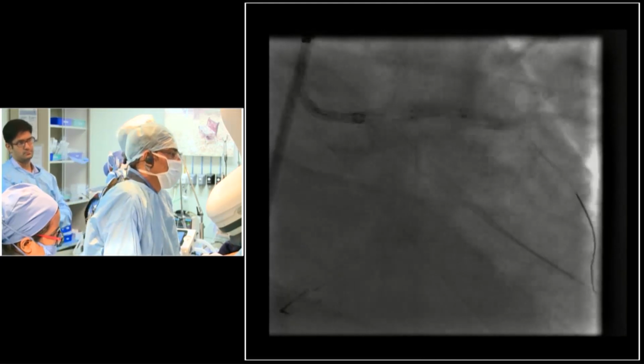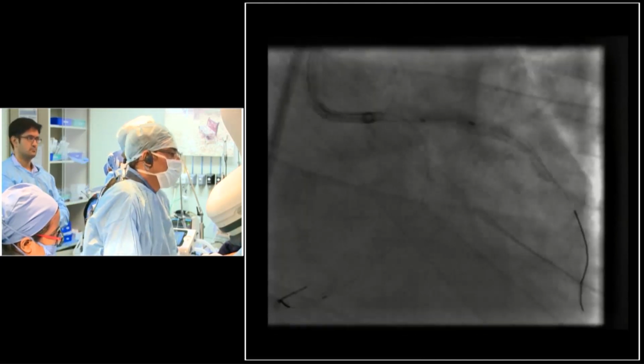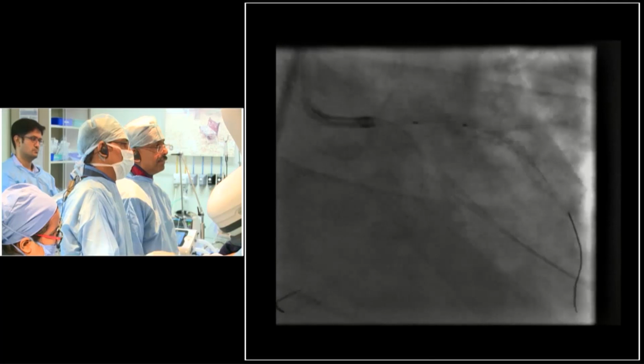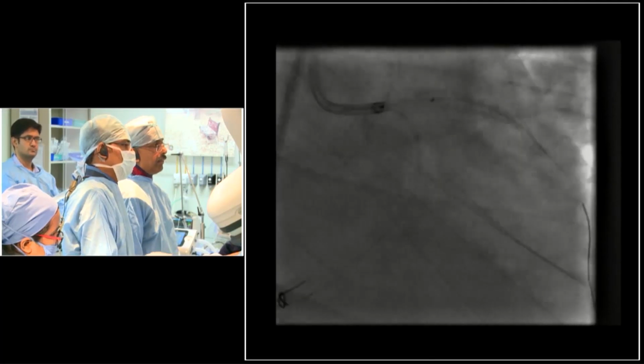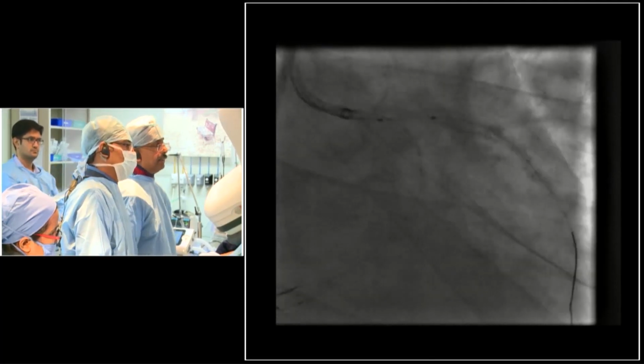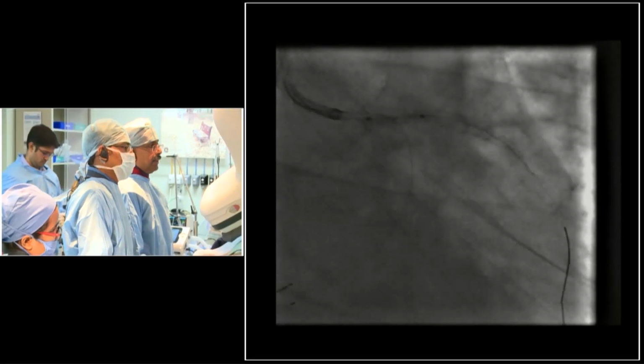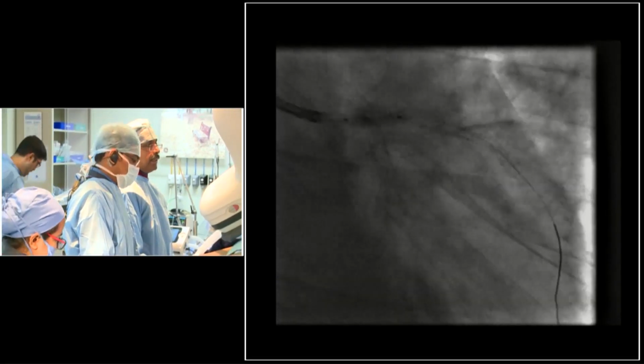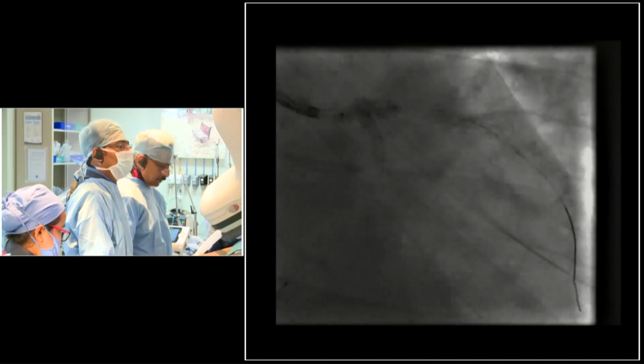This is a little sinuous. Okay, we'll come back. We'll dilate the left main part also. Now I'm just going into the left main and we are going to dilate, dilating the ostial LAD also. So that's when the patient may become hemodynamically unstable. 24.